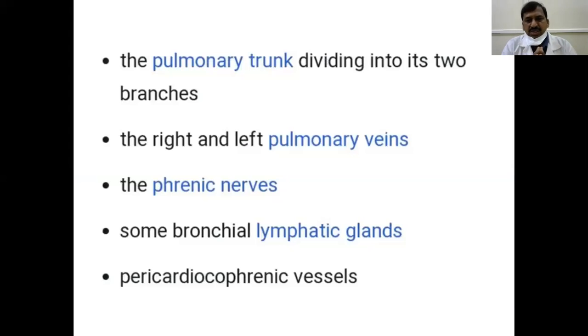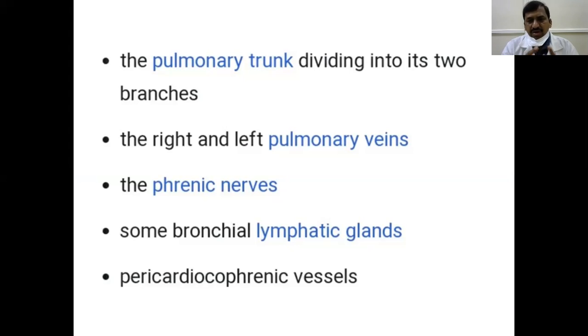Next, the pulmonary trunk divides into its two branches, the right and left pulmonary arteries. It starts from the right ventricle, whereas the ascending aorta starts from the left ventricle. After that, the pulmonary trunk divides into two, the right and left pulmonary arteries, and each goes to the corresponding lung. The right one goes to the right lung, the left one to the left lung.